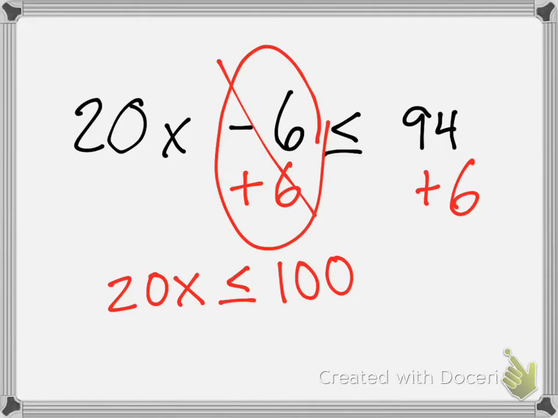What is my next step and last step? Perfect, because it's 20 times x, I'm going to divide by 20 on each side. That becomes a 1, it goes away, and I get x is less than or equal to 5. Excellent work.